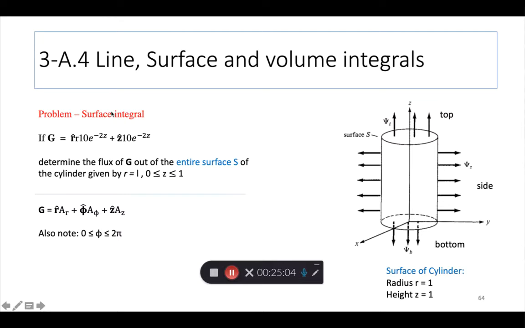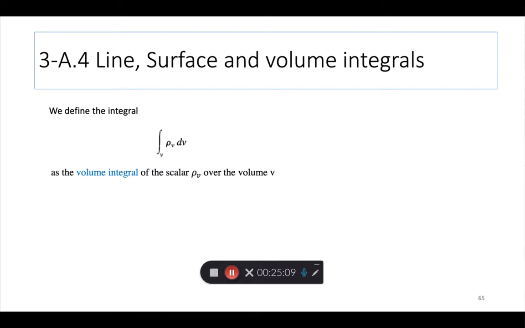I'm going to move ahead. And here I have a problem on surface integral, but we'll wait to do that. But let me move on to the third type of integral, which is a simple integral called the volume integral. Okay.